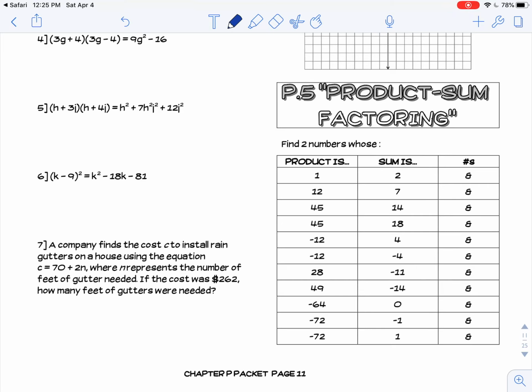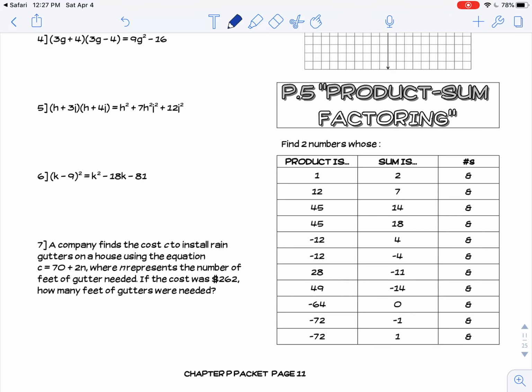Good morning. Today we are going to look at section P5, product sum factoring. In our last section, we looked at factoring out the greatest common factor. Today, we are going to look at product sum factoring. Before we get into factoring, we're going to do a little activity.